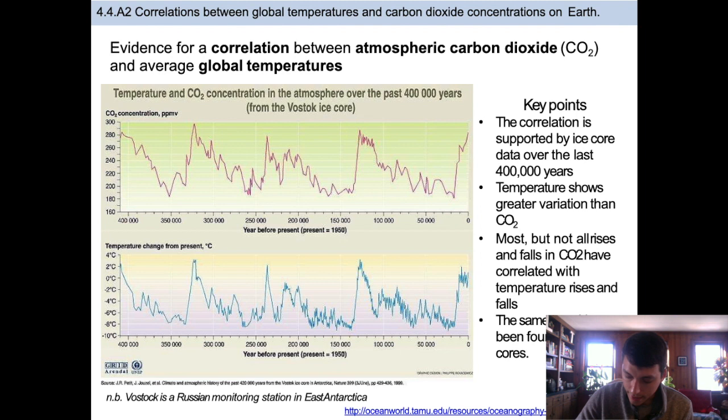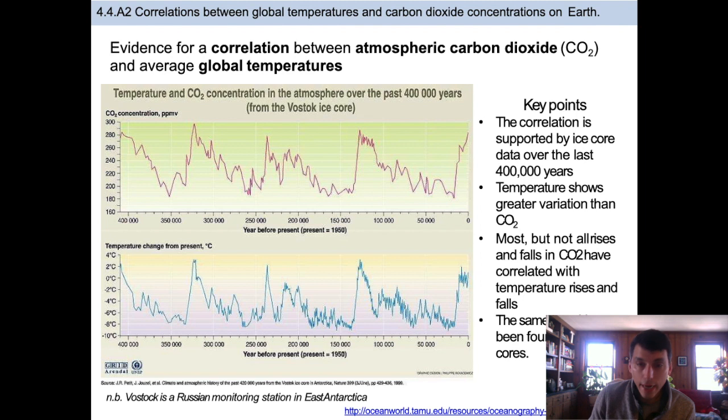So you can see that the correlation, that carbon dioxide is correlated to average global temperatures, is supported by this graph. They both tend to fall at similar times. They tend to spike at similar times. It's not perfect, and temperature does show greater variation than CO2, but we don't necessarily need a perfect one-to-one correlation. Most of the rises and falls in CO2 have correlated with temperature rises and falls.